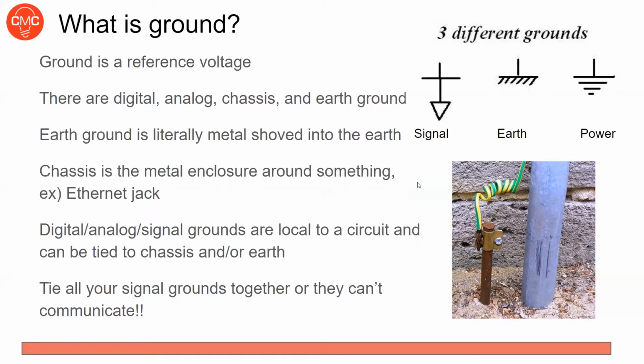Earth ground is literally metal shoved into the earth, and that's probably the most true ground because all of the earth is at a single potential. So if you connect grounds back to there, that's going to be all actually the same ground.